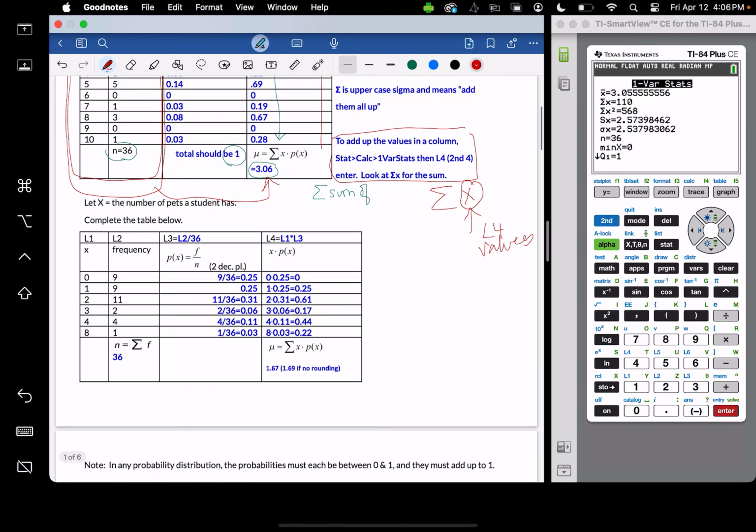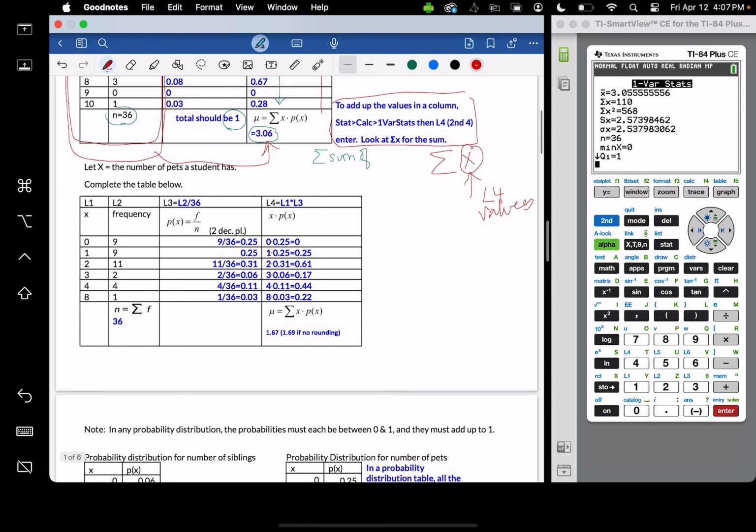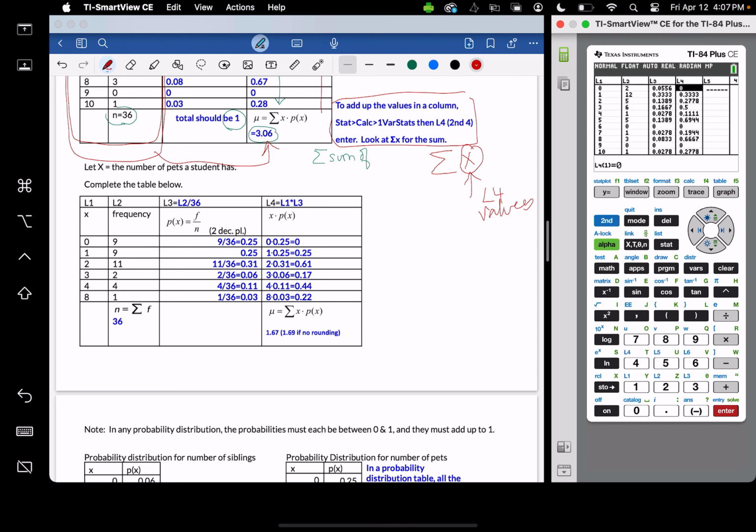Let me go back up here and just make sure. Okay, so I think I've covered everything for the number of siblings. Let's go down and deal with number of pets. So I'm just going to hit enter. I'm going to go back into stat, edit, edit, enter. And I've only got 2 columns left, so I think I'm going to do the lazy method first. I'm just going to enter these into L1 and L2. I mean L5 and L6.